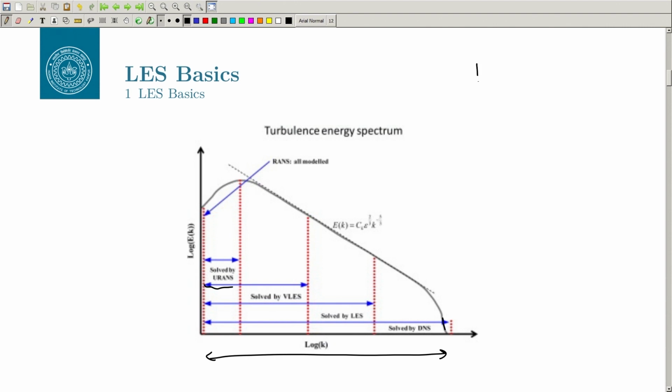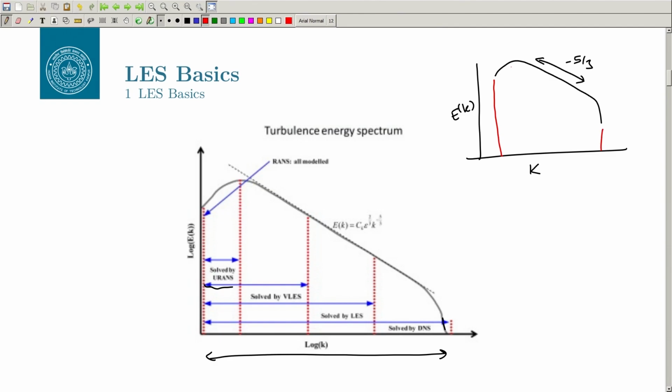Now, if you make this spectrum here, this is how it looks, and this is your minus 5/3 slope. This is E(k) versus k, of course in the log scale. If you are resolving everything, like we discussed yesterday, if you integrate this entire thing you are going to get your kinetic energy. And k is the wave number, just to be sure, and not the energy.